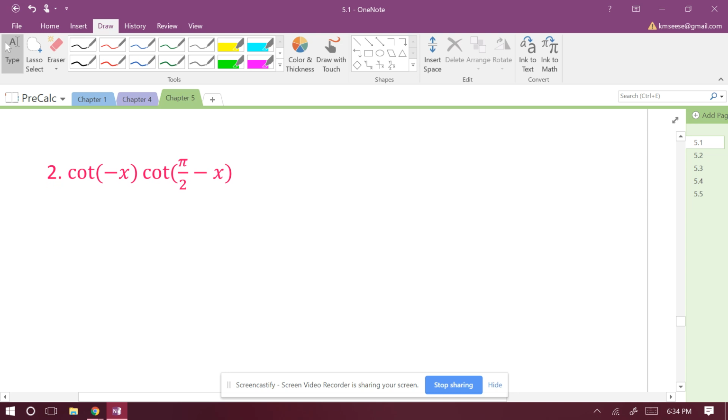Cotangent of negative x times cotangent of pi halves minus x. Well, cotangent is odd, so this is negative cotangent of x. And this cotangent of pi halves minus x is tangent of x. So what I actually have is negative 1 over tangent of x times tangent of x. Those cancel, and once again, I'm left with negative 1.